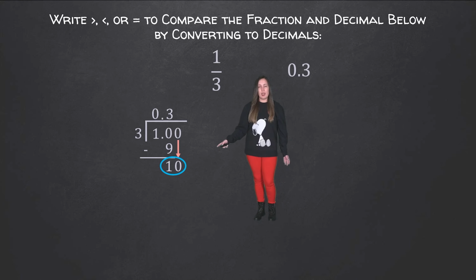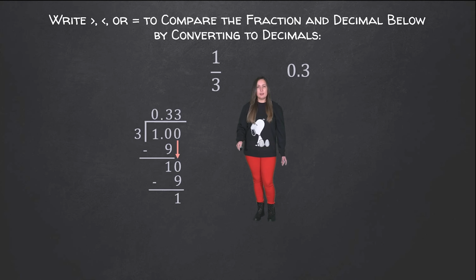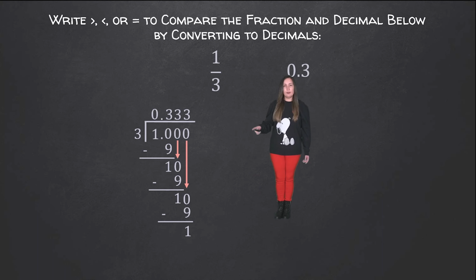And we ask ourselves, how many times does 3 go into 10? 3 goes into 10 3 times because 3 times 3 is equal to 9. So we're going to write that, and then we're going to subtract. 10 minus 9 is equal to 1. And if you notice, there's a pattern now. So we're going to add a 0, bring it down, and ask ourselves, how many times does 3 go into 10? 3 goes into 10 3 times, so we're going to subtract again by 9. All right? And this is going to keep going on and on forever.